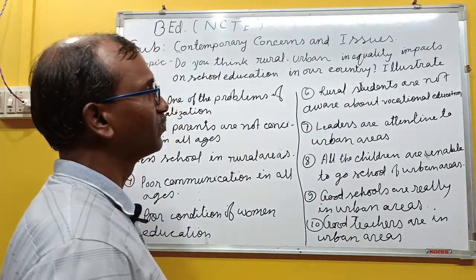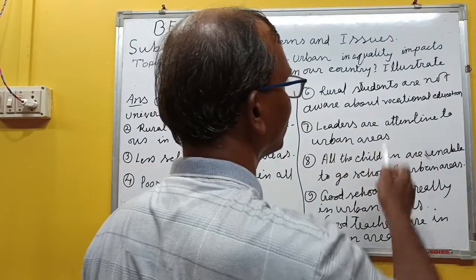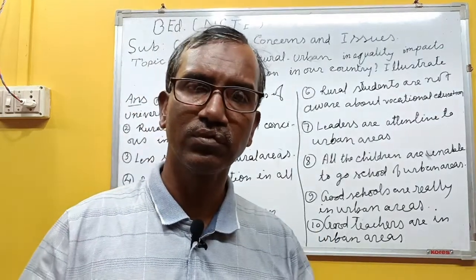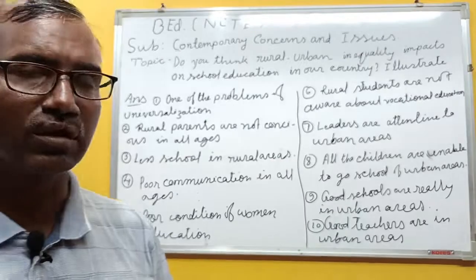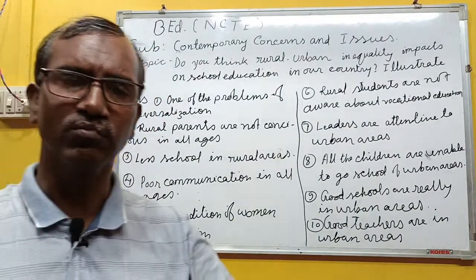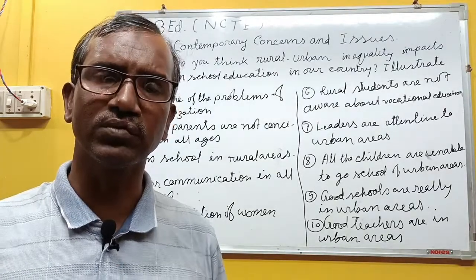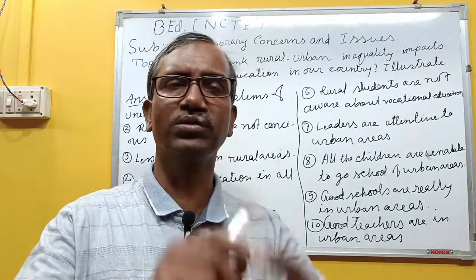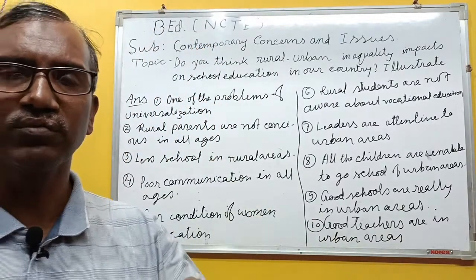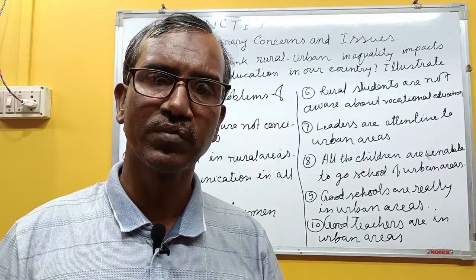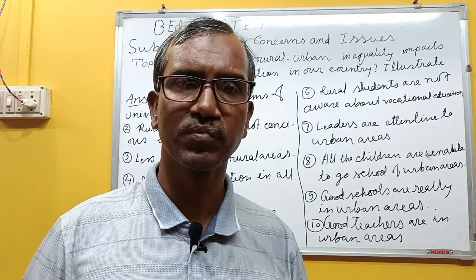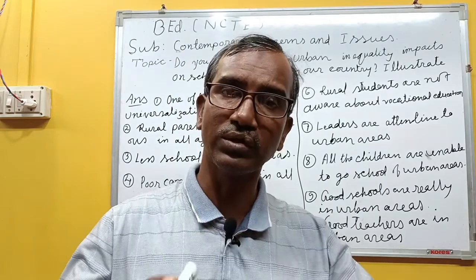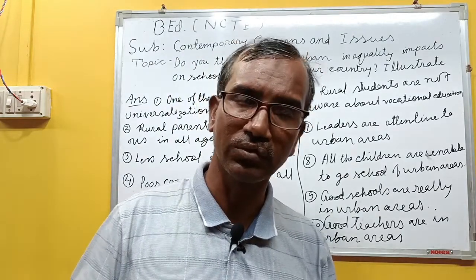Number six, rural students are not aware of vocational education. If we observe, we can see that children of city areas, urban areas, are always aware of vocational education. They are very much conscious about the future of their education, the future of their life. Due to this, the students of town areas and city areas are always ahead in comparison to the children of rural areas. And it is seen in all ages. So it is a direct effect on the education system of India.